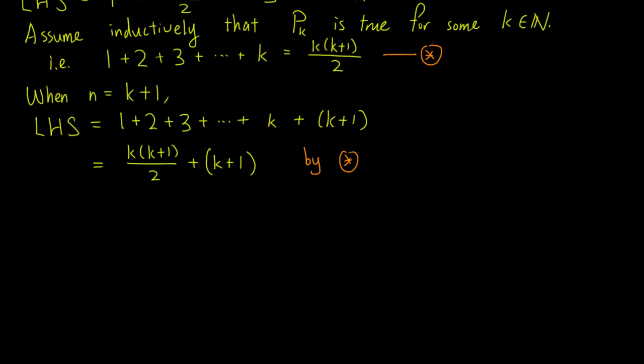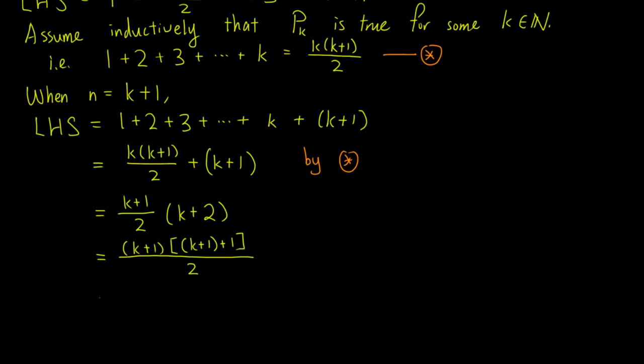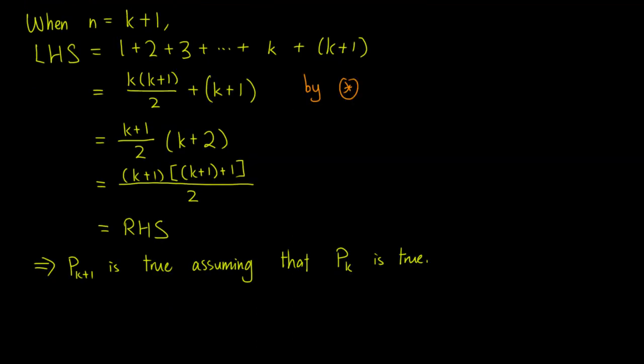To make it into the form on the right-hand side, we take out the common factor k plus 1 over 2. So we have k plus 1 over 2 times k plus 2, which equals k plus 1 times k plus 1 plus 1 over 2, which is the right-hand side. Hence, Pk plus 1 is true assuming that Pk is true. So we have proved that Pn is true for all positive integers n by mathematical induction.